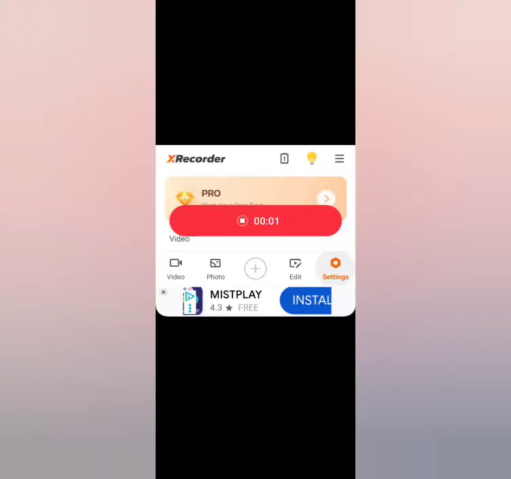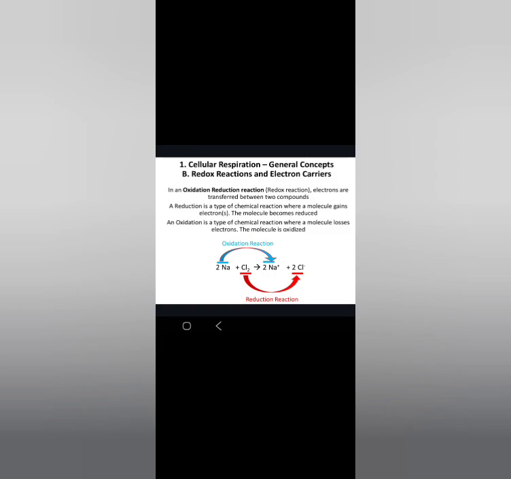We have 2 chlorine atoms, and these 2 reactions, the oxidation and reduction reaction, happen together, and so this is an example of a redox reaction. Does that make sense so far? Okay, I hope so.